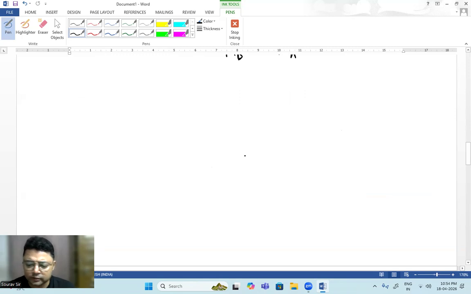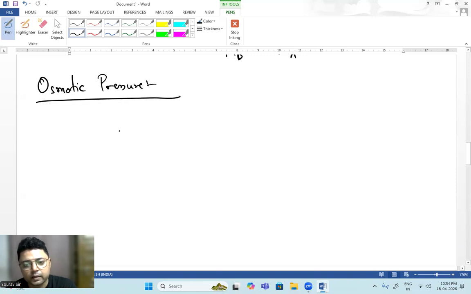The third colligative property will be osmotic pressure. This is the third colligative property, the osmotic pressure.